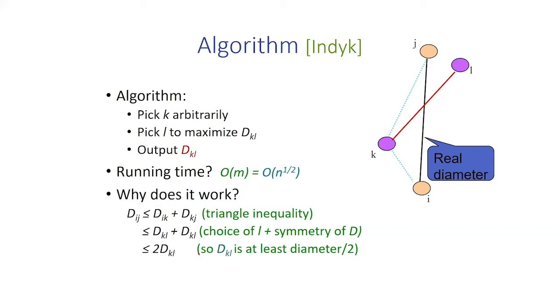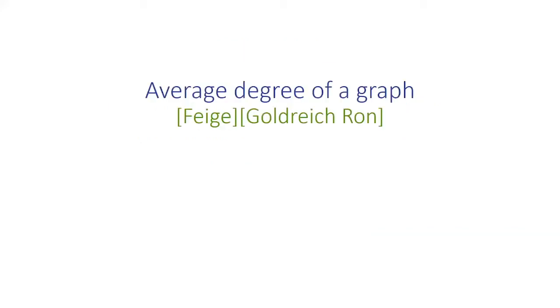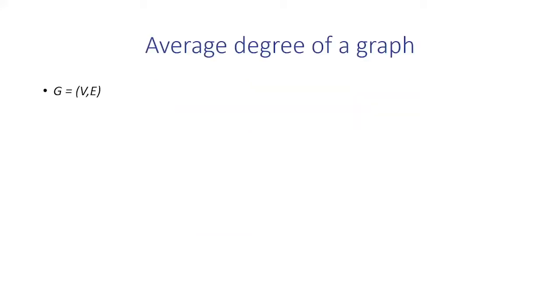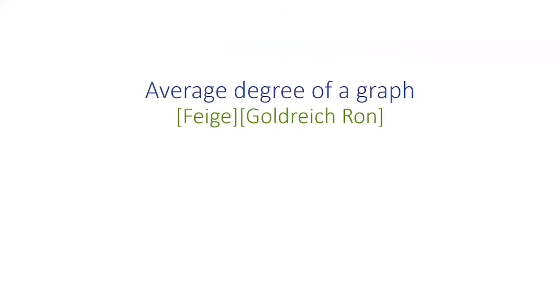Cool. Great. So let's go on to another problem: the average degree of a graph. The result I'm going to present was pretty much given by Feige, but I'm going to give the presentation of Goldreich and Ron because I believe it's a little simpler, and also it's the one that can be extended to do better than what I'm going to show you. I'm not going to show you the full result.